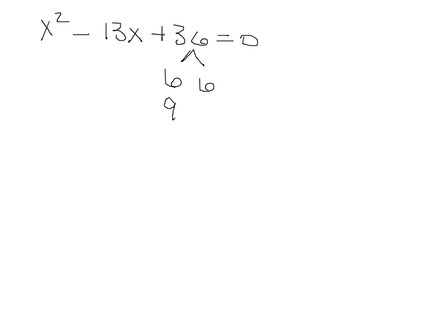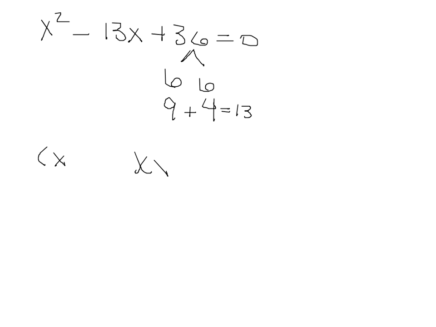The next one, x squared minus 13x plus 36 equals 0. So 36 factors into 6 times 6. It also factors into 9 times 4 and several others, but 9 and 4, when we add together, equals 13. So let's start with that.